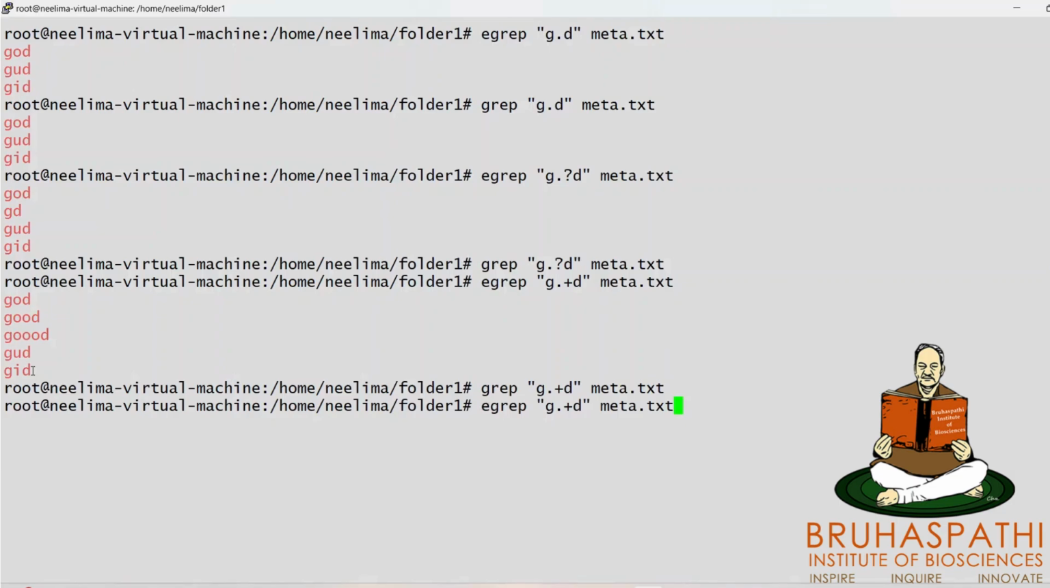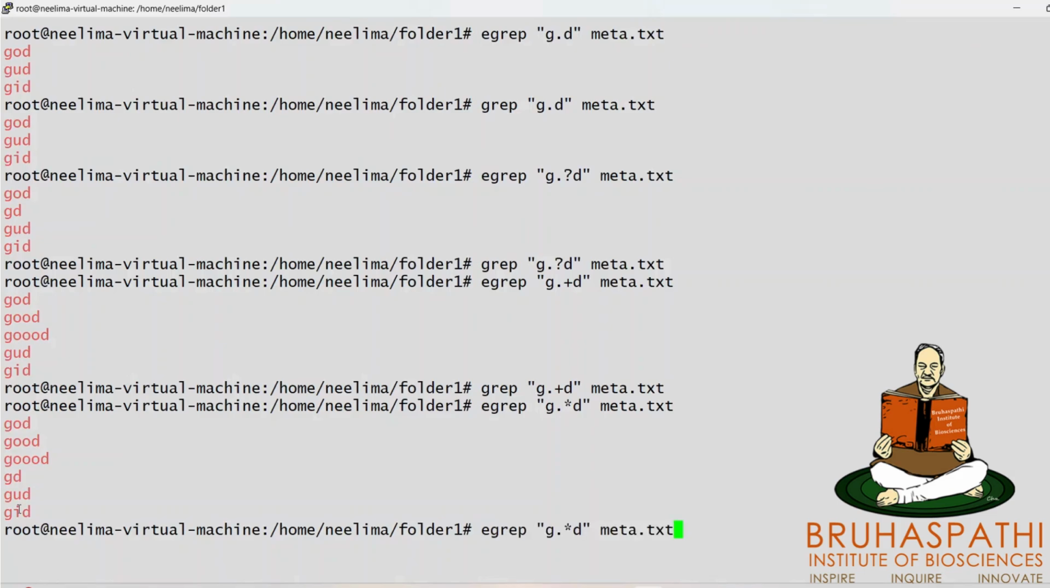Now, we have something called a star. Search for a pattern which is starting with G, ending with D. In between, it has 0 or more characters: 0 characters, 3, 2, 1. This is present in grep as well.